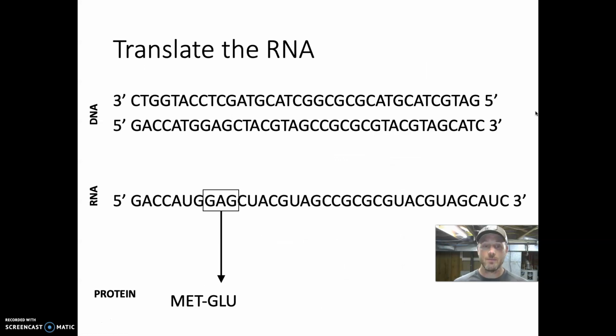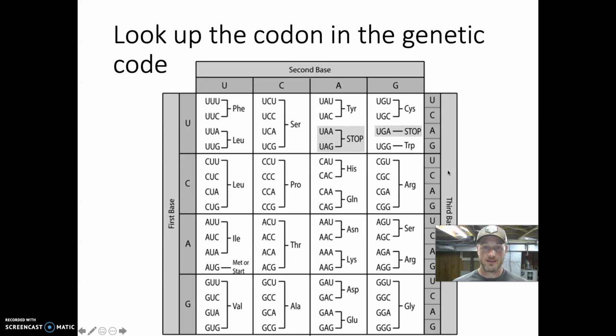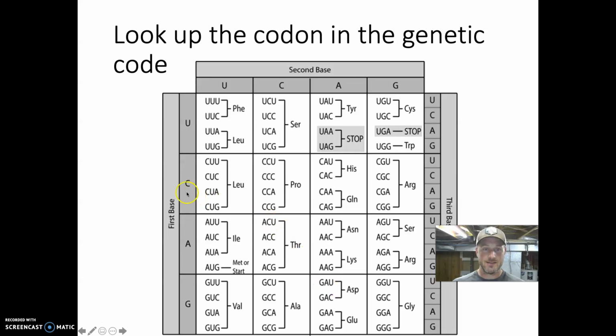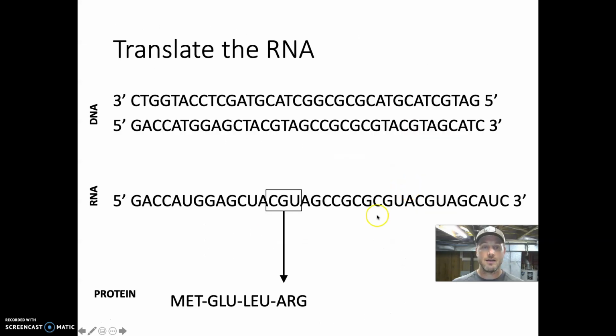And again, we just keep going in this way. So we had a methionine, our second amino acid is a glutamate. Next, we're going to look up CUA. All right, so we go back to the code, CUA, leucine, Leu. So I put that into my protein sequence. We get the next 3 letters, which are CGU. We look that up. CGU, here we go, it's an arginine. So we come back, we put arginine in our protein sequence.